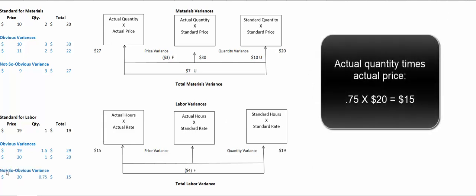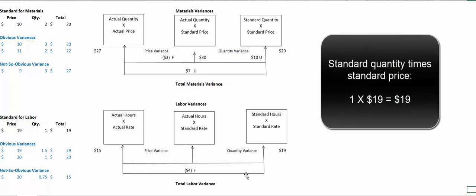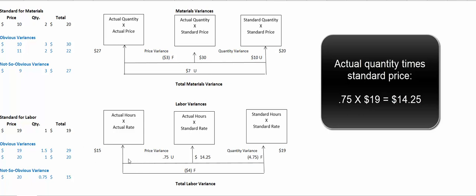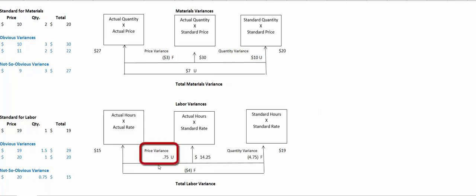So let's pretend that we pay our guy 20 bucks an hour. He works extra fast and does the work in 3/4 of an hour. So our actual money spent on labor cost is 15. Our standard was 19, so we know we've got a $4 favorable variance. That's the total labor variance. Now we just have to break it down between price and quantity by sticking the magic box in here. Actual hours times standard rate goes in the middle. Actual hours were 0.75, standard rate was 19, so the magic box gets 14 1/4. 15 minus 14 1/4 is 0.75 unfavorable.